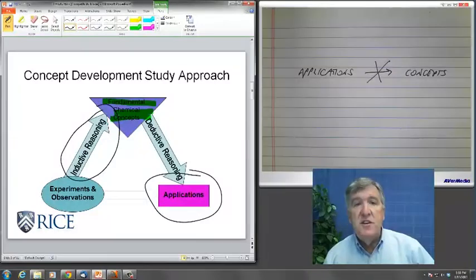If we look at the left side of this diagram over here, what we can see is that we are constructing our chemical concepts that we want to understand on the basis of experiments and observations. That is the essence of the concept development approach. How do we actually do this?